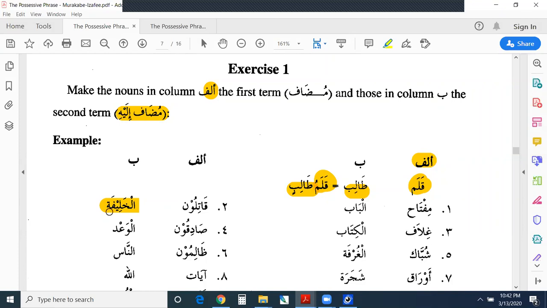When you have al, the tanween drops. Okay. Yes. So al-khalifati. Making sense? Yes. So you made the mudaf ilay, alhamdulillah. So al-khalifati is mudaf ilay.